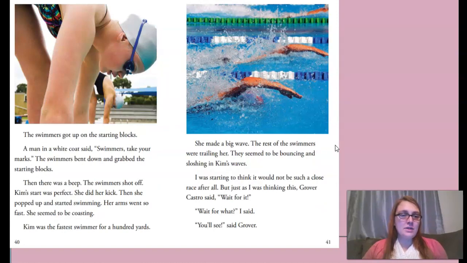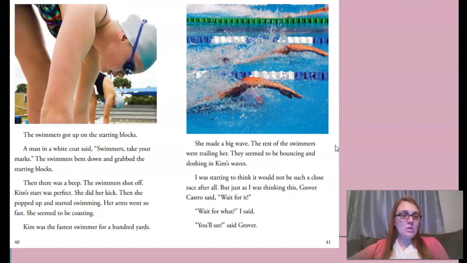The swimmers got up to the starting blocks. A man in the white coat said, "Swimmers, take your marks." The swimmers bent down and grabbed the starting blocks. Then there was a beep. The swimmers shot off. Kim's start was perfect. She did her kick, then she popped up and started swimming. Her arms went so fast, she seemed to be coasting.